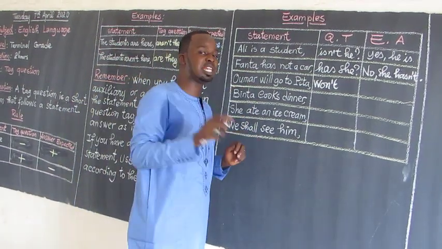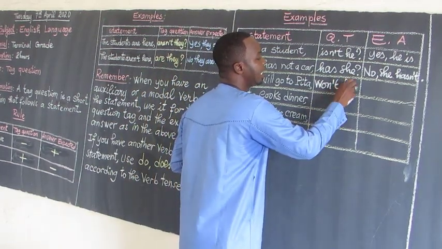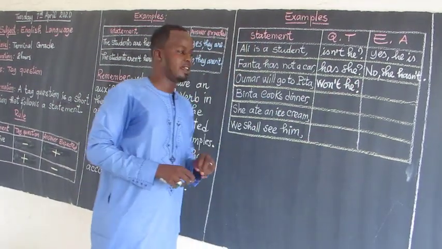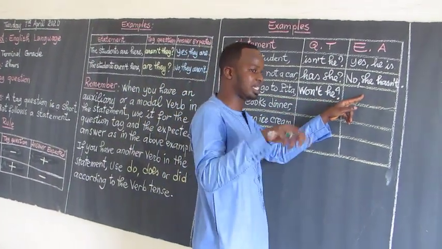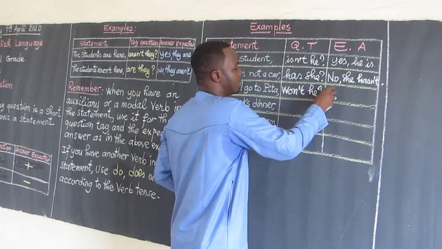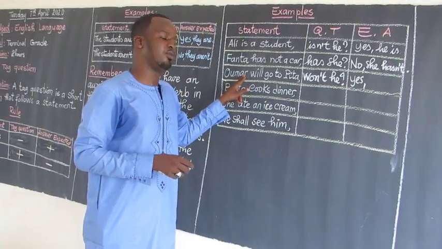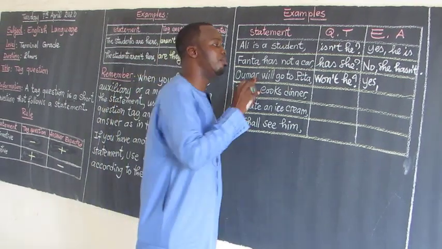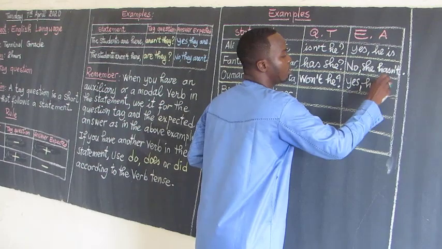Won't is the contracted form of will not, as we have to ask a negative question. Uma is going to be replaced by a personal pronoun. Won't he? The answer has to be positive. Yes, Uma is the name of a boy or a man. He will.